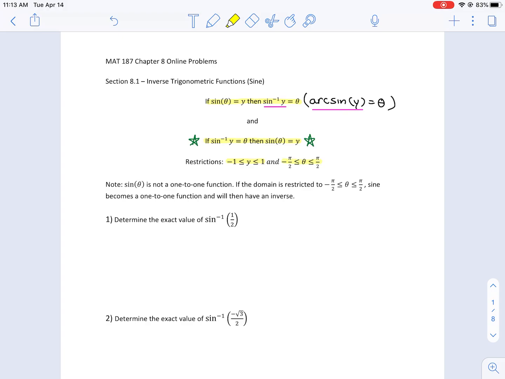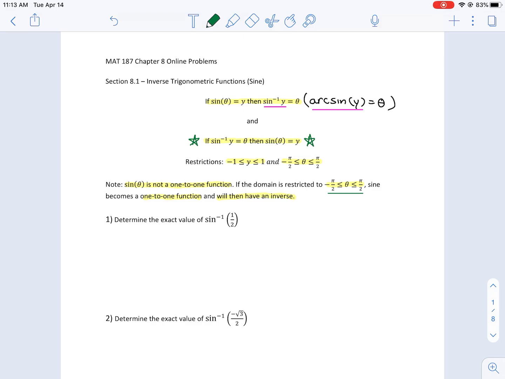Also, the theta values need to be between -pi halves and pi halves inclusive, because sine is not technically a one-to-one function. So if the domain is restricted to that interval, sine becomes a one-to-one function and will then have an inverse. So all of the solutions to the problems need to be between -pi halves and pi halves inclusive. So let's look at the first problem.